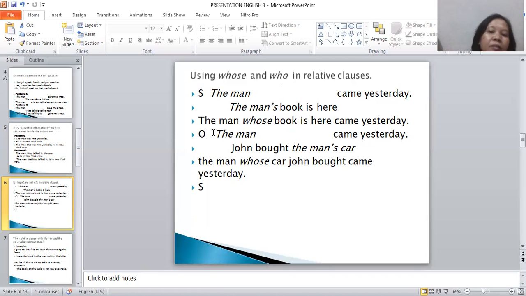For the object pattern, the example is the first sentence, the man came yesterday. John broke the man's car. The object is the man's car. So the relative clause is the man whose car John broke came yesterday.